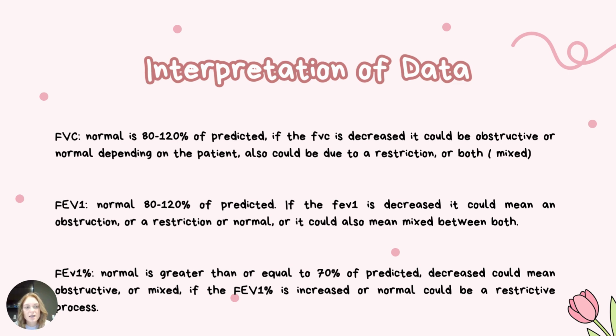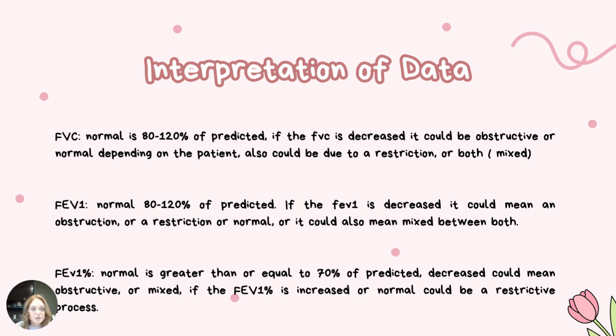Our FEV1, the predicted amount, again, is going to be based off of that data. And a normal amount for an FEV1 on a patient is going to be anywhere from 80 to 120% of predicted, just like our FVC. But if the FEV1 is decreased, this could mean obstruction, restriction, or normal. Or it could also mean mixed between both. So very similar to FVC.